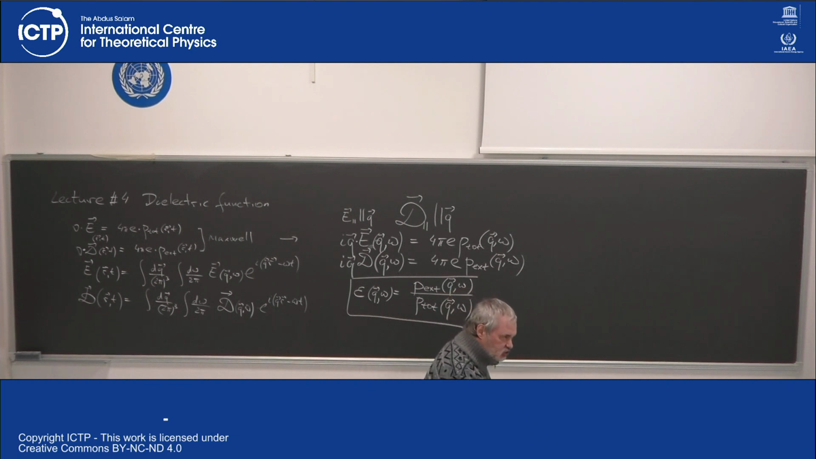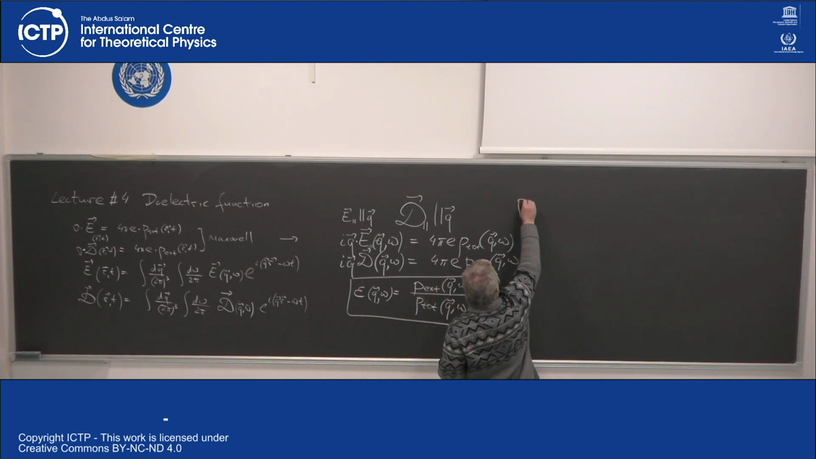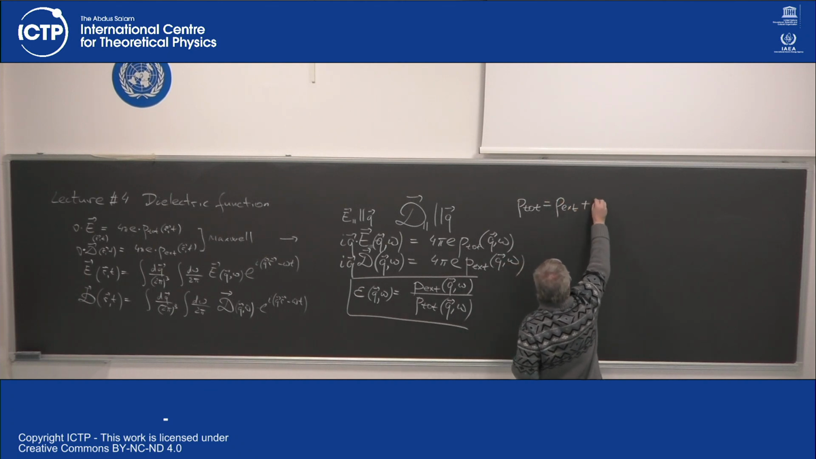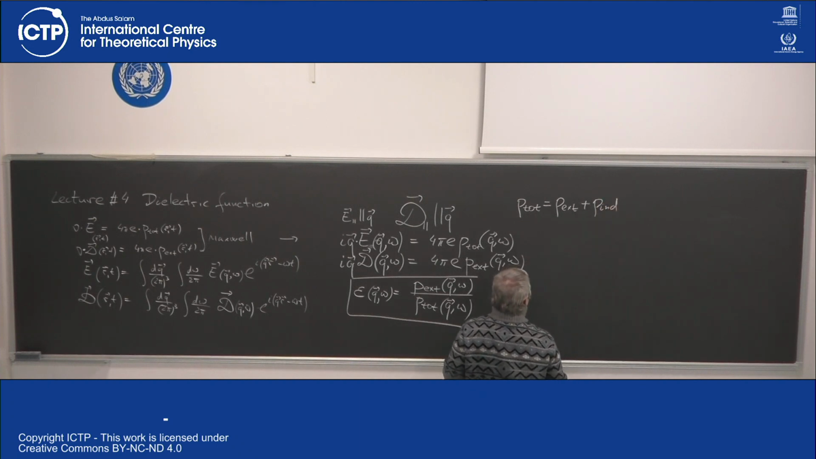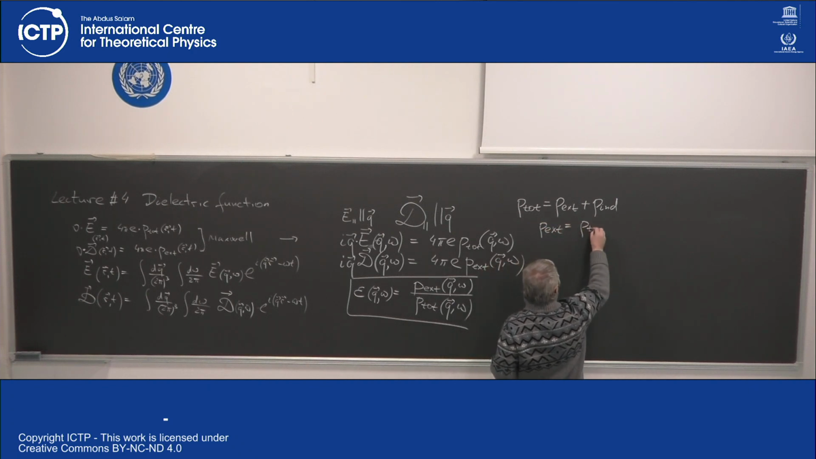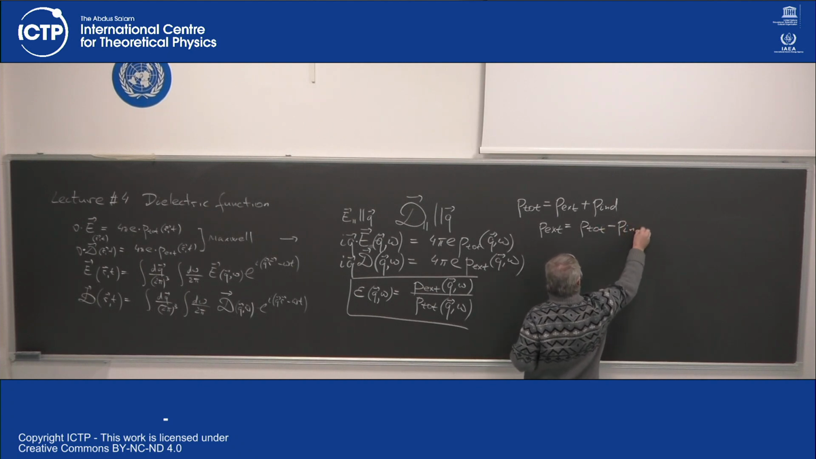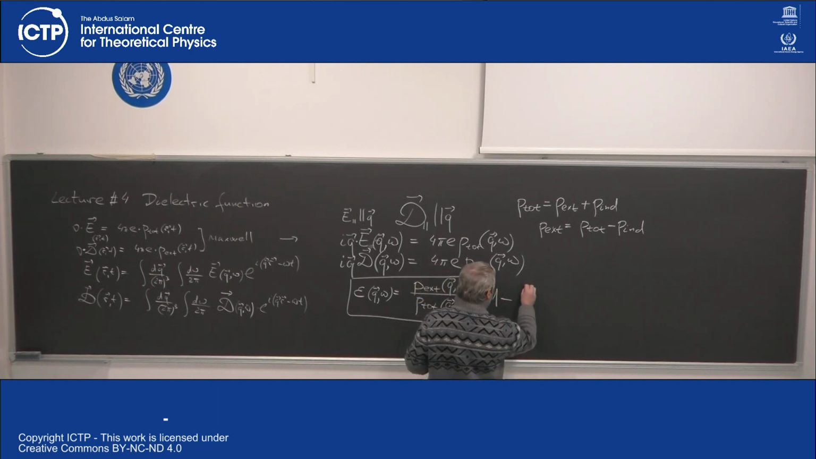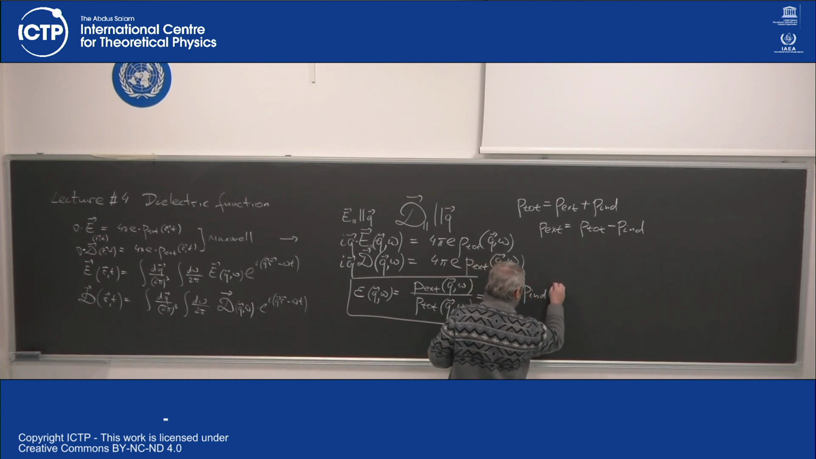I insert some extra charges into the system, and I have induced charge, and external charge plus induced charge are equal to total charge. So rho total is equal to rho external plus rho induced. Therefore, rho external is equal to rho total minus rho induced. And therefore, I will continue this line as 1 minus rho induced(Q, omega) divided by rho total(Q, omega).